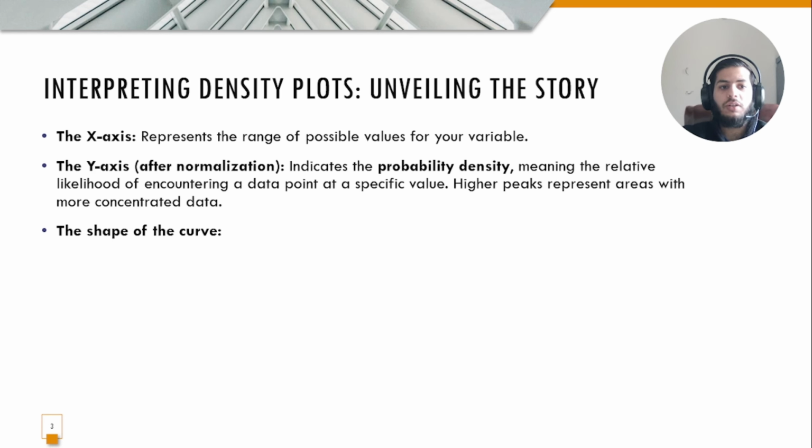Now, how to interpret data density plots? The x-axis represents the range of possible values for our variable. The y-axis, after normalization, indicates the probability density, meaning the relative likelihood of encountering a data point at a specific value. Higher peaks represent areas with more concentrated data, okay?